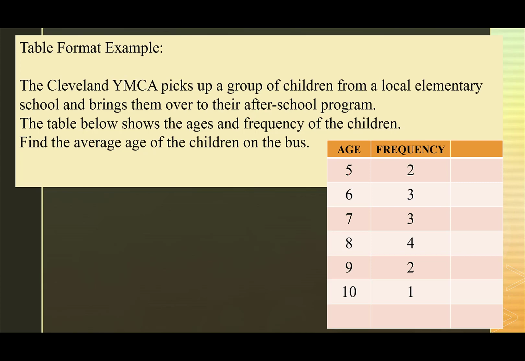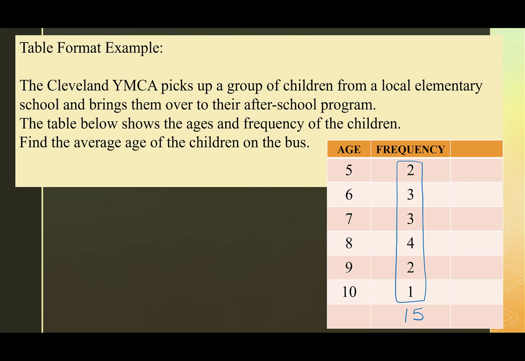The first thing I want you to notice is that you cannot just add 5 plus 6 plus 7 plus 8 plus 9 plus 10 together and find the average of those 6 numbers because there's more than 6 kids on the bus. So how many kids are riding this bus? I want you to add this frequency column, and that gives you a total of 15 kids.